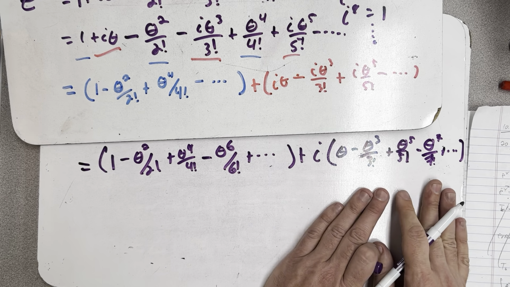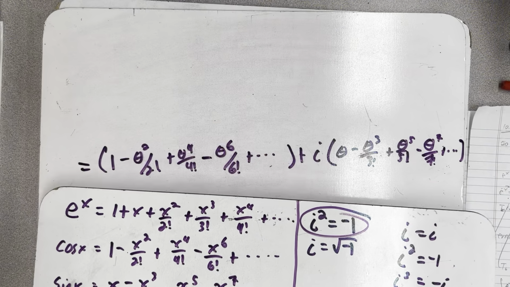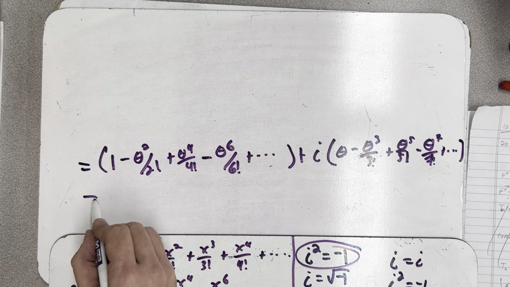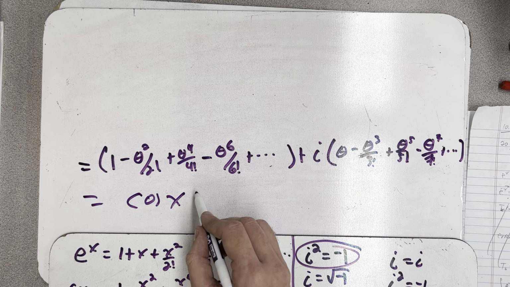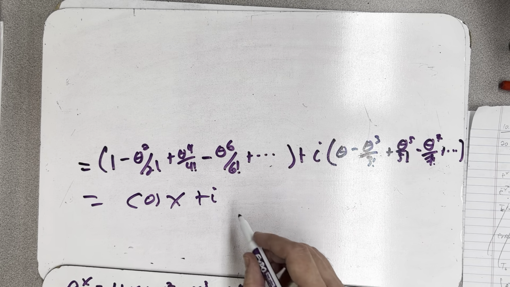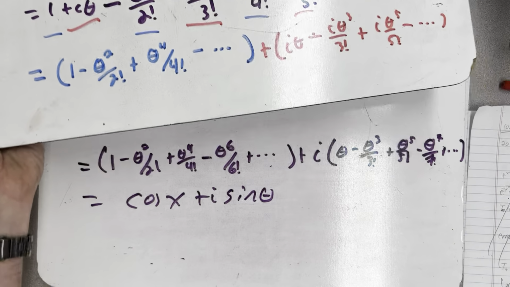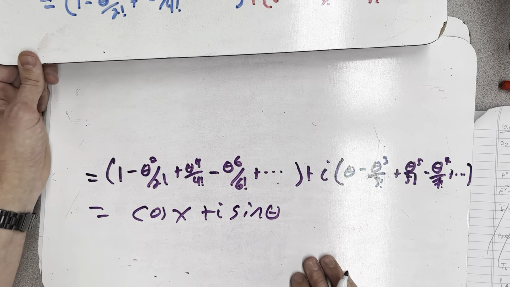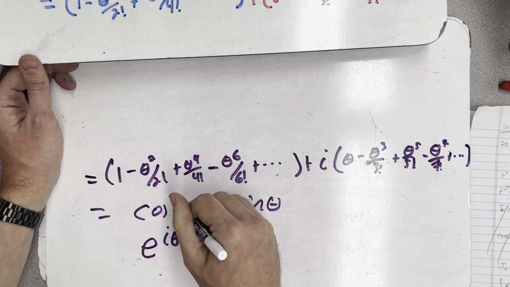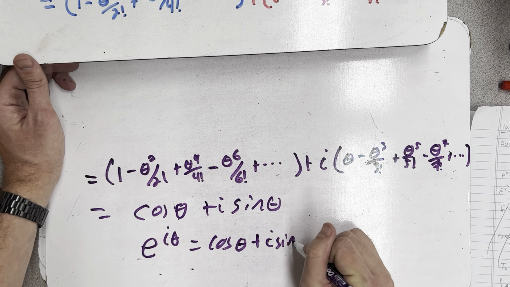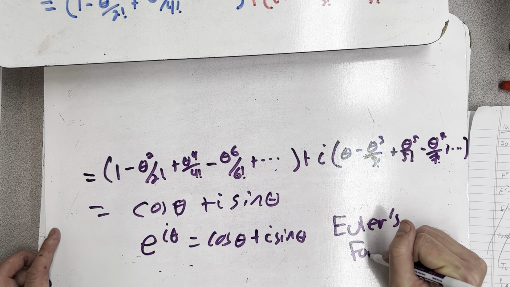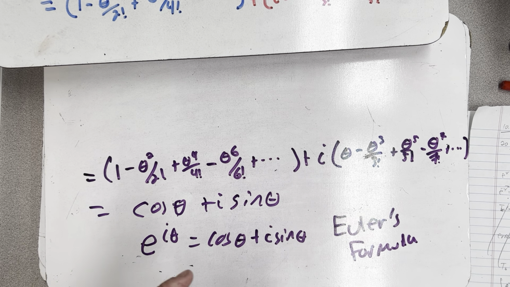All right, well now I have two things being added together, and if I look all the way back at the beginning and I compare, what I have here in theta is the Maclaurin series for cosine. This one converges to cosine of theta plus i times, we'll look at this one, and I have the Maclaurin series for sine in the variable theta. So, what we can now conclude without any hesitation is that e to the i theta is equal to cosine theta plus i sine theta. And that is called Euler's formula, named for mathematician Leonhard Euler.